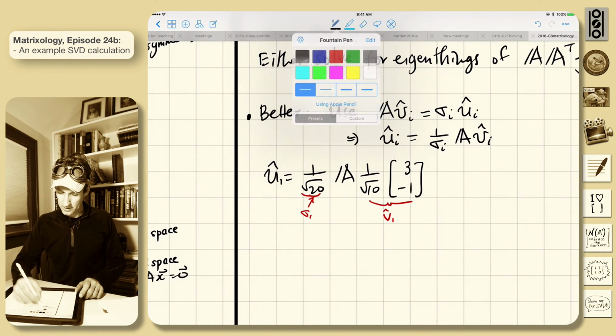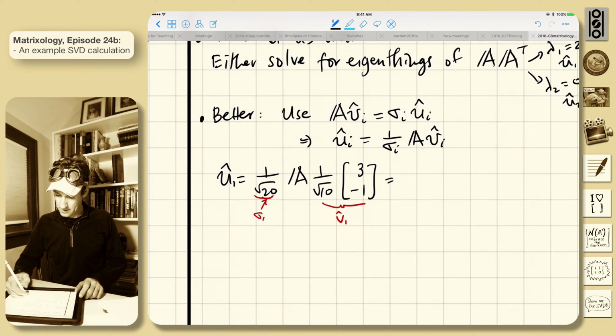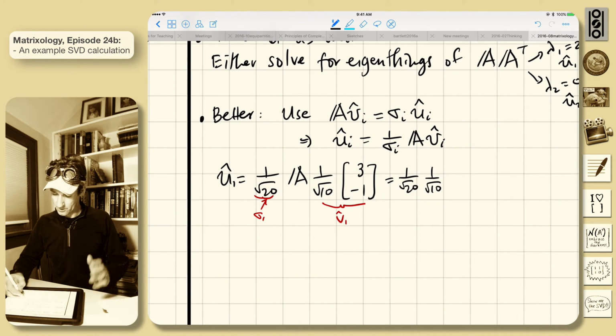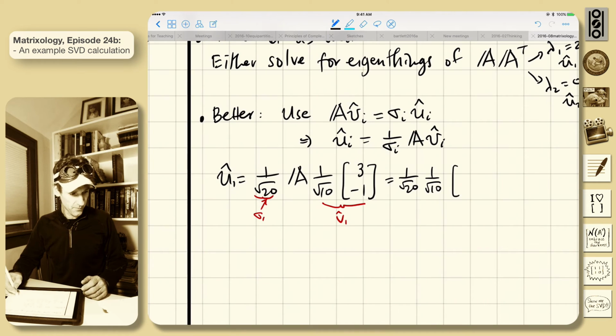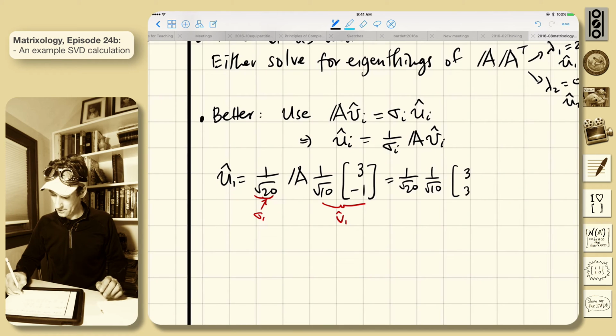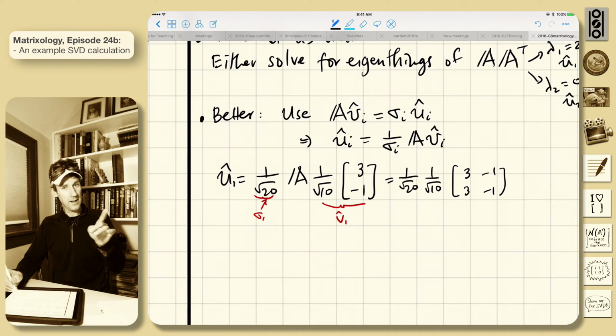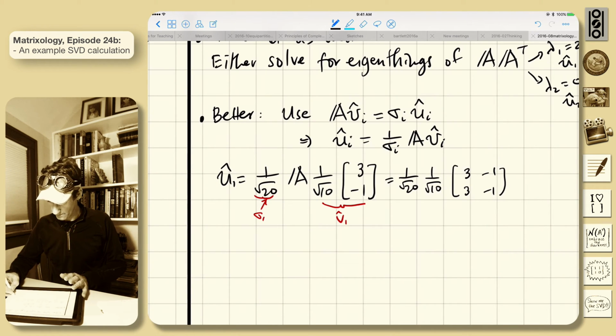Right, so we just multiply this out. We can pull out the 1 over root 20. Let's just leave them as pieces like this to start with. We'll do some things in a minute. So it's 3 minus 1 minus 1. It's worthwhile if you want to do the A A transpose. You should, that's a nice little side exercise. And then we have 3 minus 1 here.